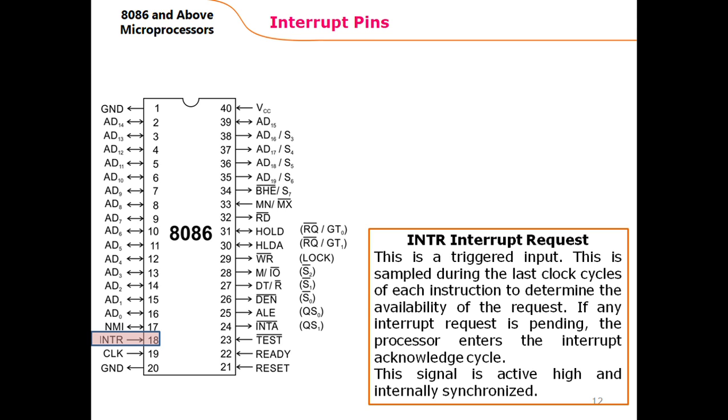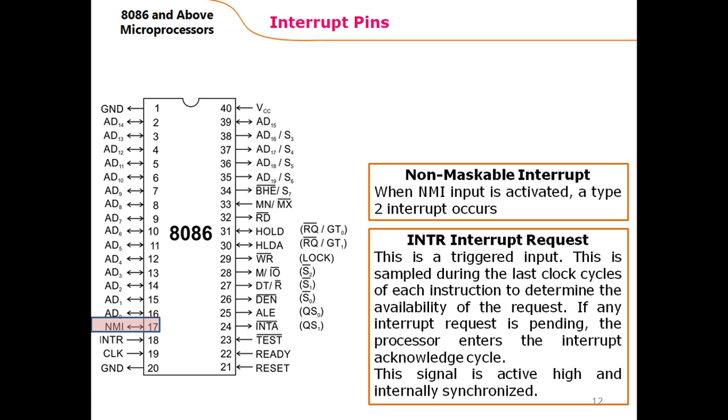If any interrupt request is pending, if a software or a hardware interrupt has occurred, the processor enters the interrupt acknowledge cycle so that the interrupt would be addressed or handled. This signal is active high, so whenever a 1 is sent through this pin, the interrupt is triggered and internally synchronized with the internal clock of the microprocessor.